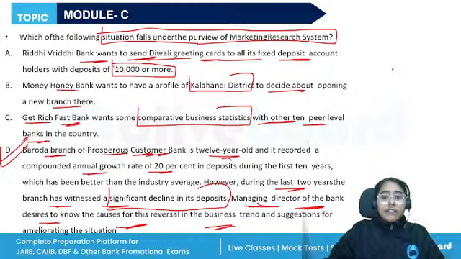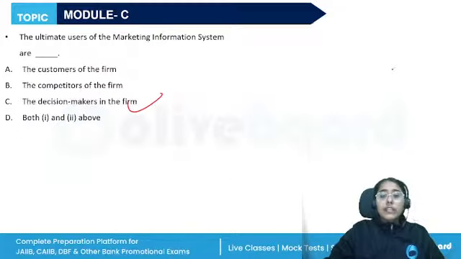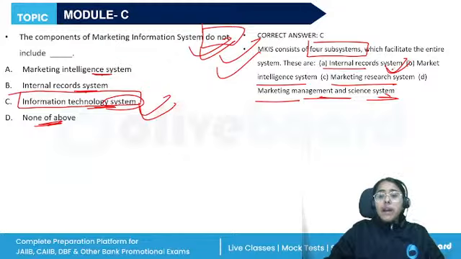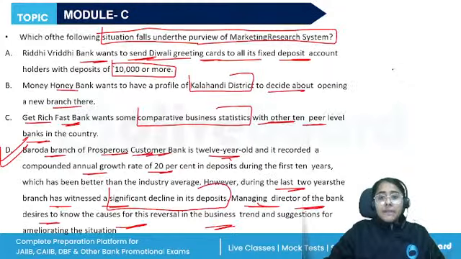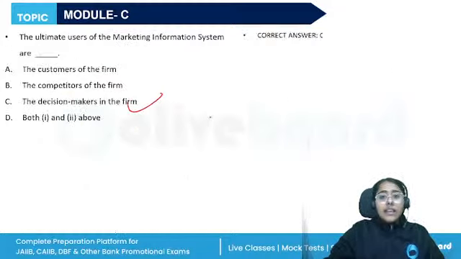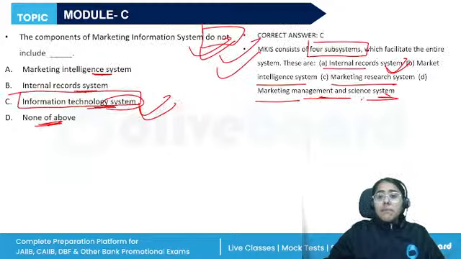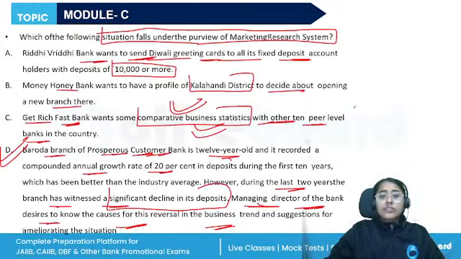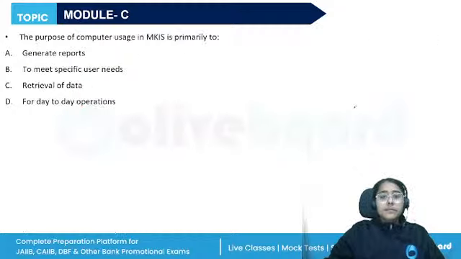If the Money Honey Bank wants to have a profile of the Kala Handi district about opening a new branch, they can use the marketing intelligence system, right? And if they want to have comparative business statistics, then they can use the marketing management and science system. But option D relates to the marketing research system.